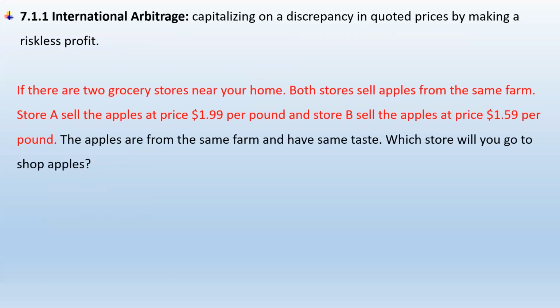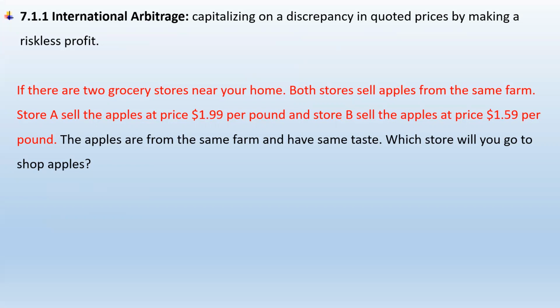So if we trade the foreign currency as groceries, it makes the whole arbitrage concept easier to understand. If there are two grocery stores near your home, and both stores sell apples from the same brand, the same farm, and you taste it, and all apples taste exactly the same. But the price of those apples is different. At store A, the apple's price is 1.99 per pound. It's more expensive. At store B, the apple's price is 1.59 per pound.